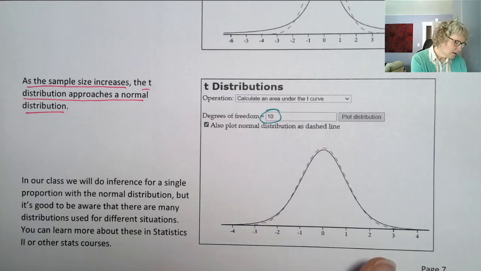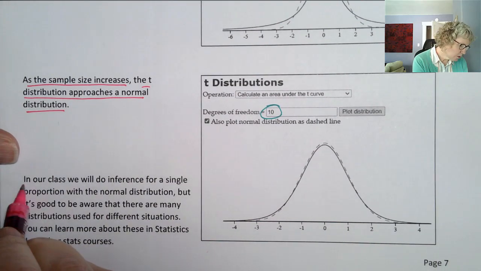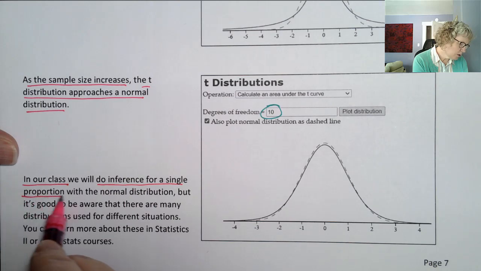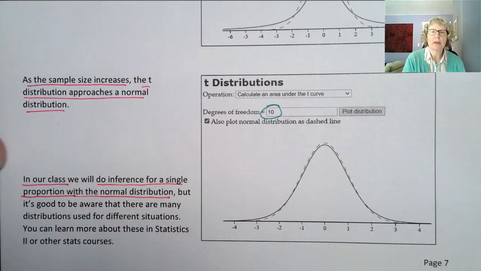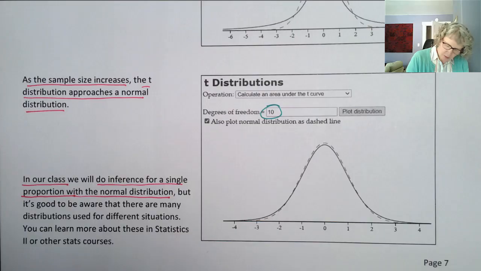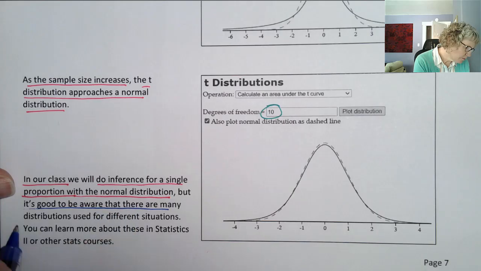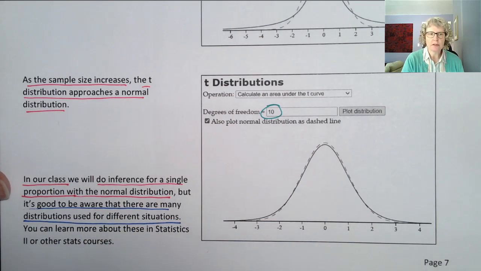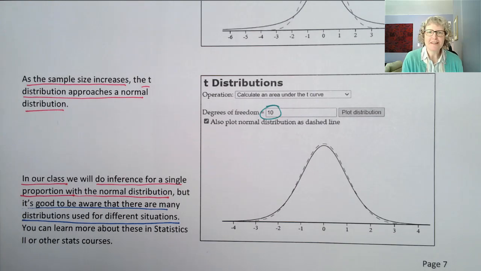Okay, so in our class, moving forward, we're going to do inference for a single proportion with the normal distribution. So we're not going to go into means like we did with simulation. We're going to do the theoretical part just for proportions. In a single proportion, we're not going to go in depth into the difference of proportions. But if you take Stats 2, you can do that. So I just want you to be aware. It's good to be aware that there are many different distributions used for different situations. And of course you can learn all about that in Stats 2, or maybe you take another statistics class in the future.